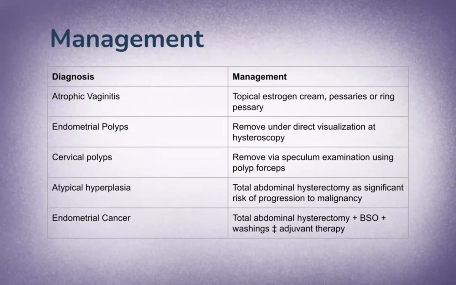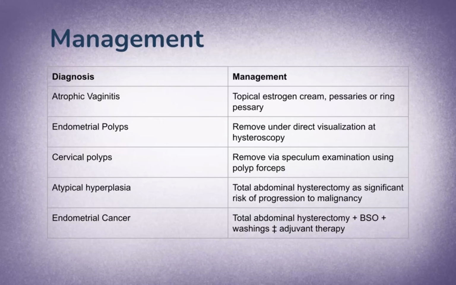So for atrophic vaginitis, the treatment is local estrogen. It's usually delivered by a topical cream or a pessary that's inserted. Endometrial polyps can be removed under direct visualization during a hysteroscopy. So that is usually done by a gynecologist. Cervical polyps can be removed by speculum examination using polyp forceps. However, this can also happen during a hysteroscopy as well.